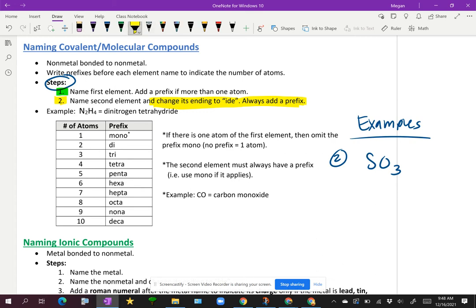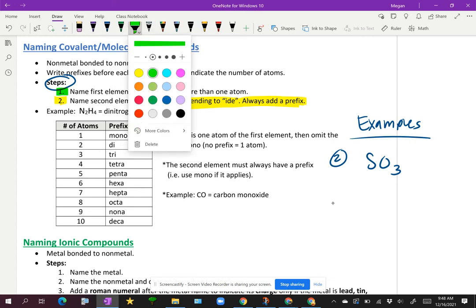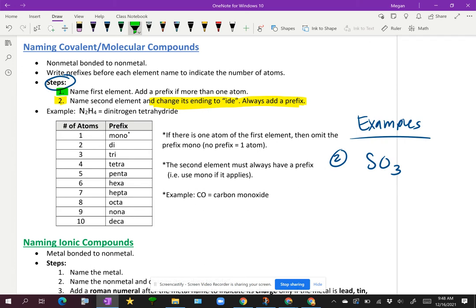Step number 1, we're going to name the first element, add a prefix if there is more than one atom of that first element. And so we have sulfur. There is only one sulfur in this formula. If I don't see a number after the element symbol, I assume it to be 1. And so there's 1 sulfur.